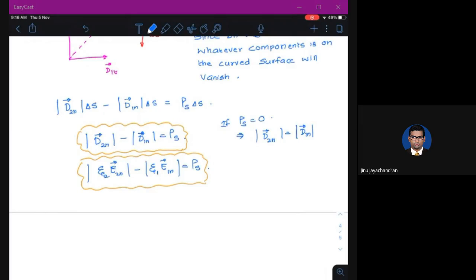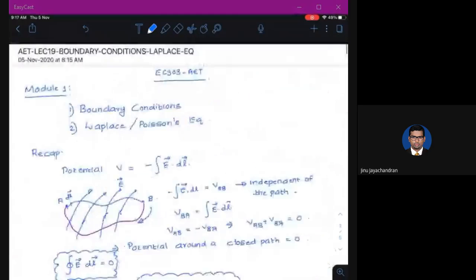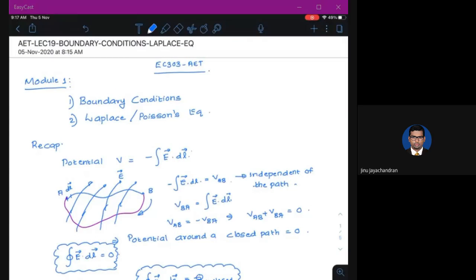These are the boundary conditions that we derived using the electrostatic equations. Okay, fine. I think we will not have enough time to look at the Laplace and Poisson's equation. That we will do in the next class. It might take only 5 or 10 minutes, and then we will go to magnetostatics.